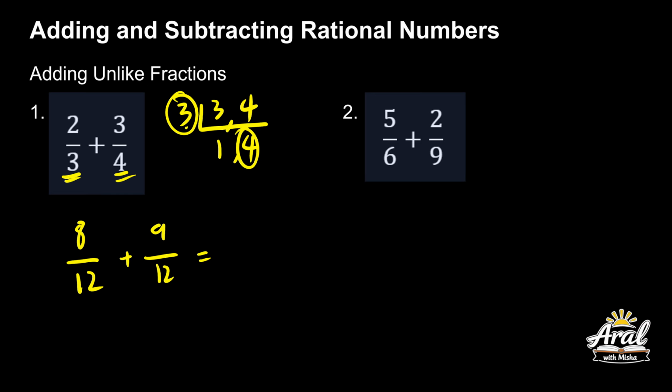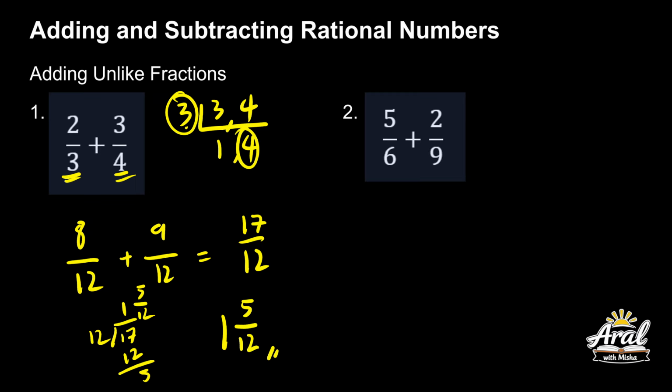Okay? So, 9 plus 8, that's 17. 17 over 12. At saka, improper to. Improper fraction, you need to simplify. So, 17 divided by 12. Okay? That's 1. So, remainder 5. So, 1 and 5 over 12. So, this is your final answer.